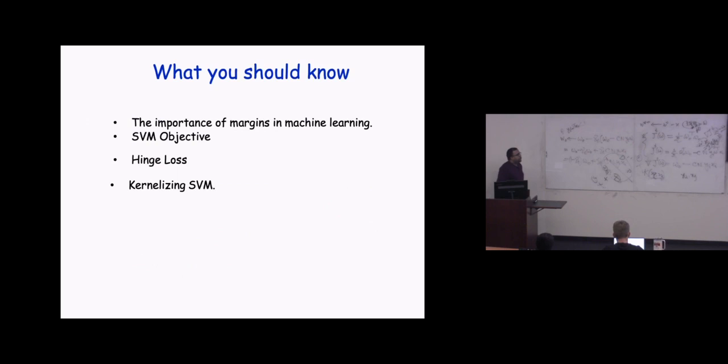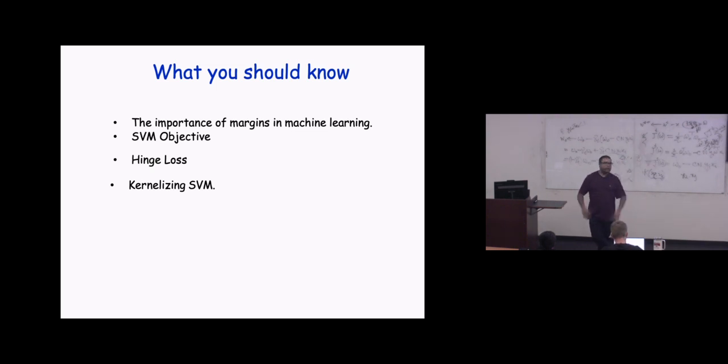So what you should know, the margin is kind of the central thing that comes in SVMs. That's what it tries to do. So the difference from perceptron is essentially trying to define a margin and maximize it. And there is a hinge loss function that we can use to maximize this, but that is not differentiable. So we use this subgradient trick to actually minimize this hinge loss.